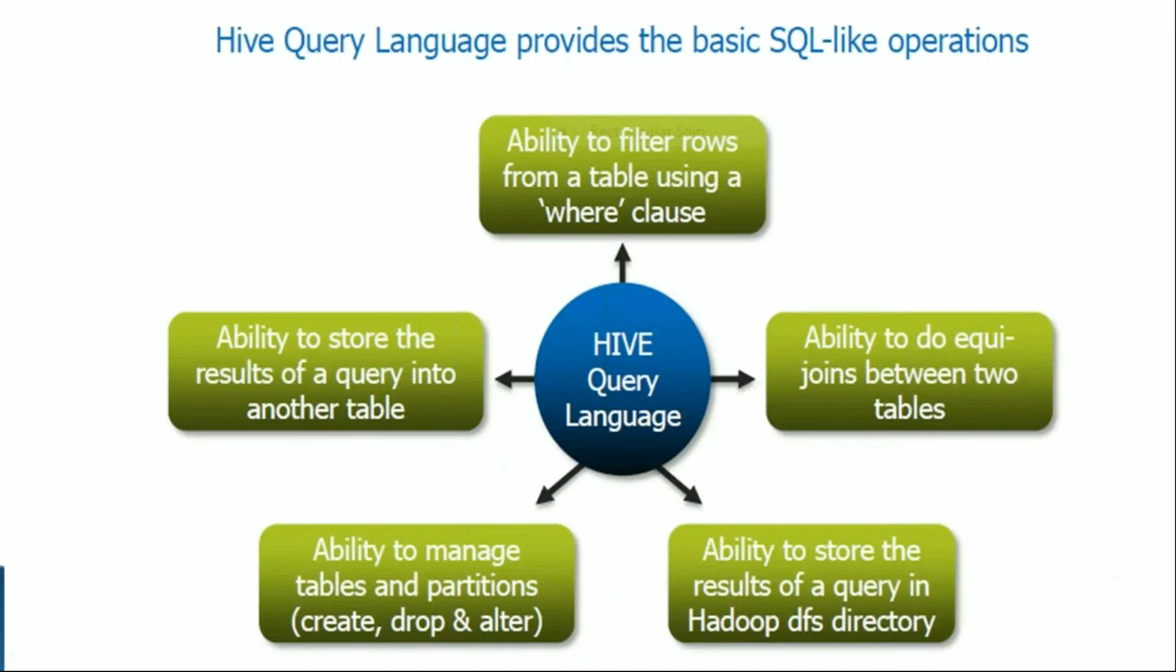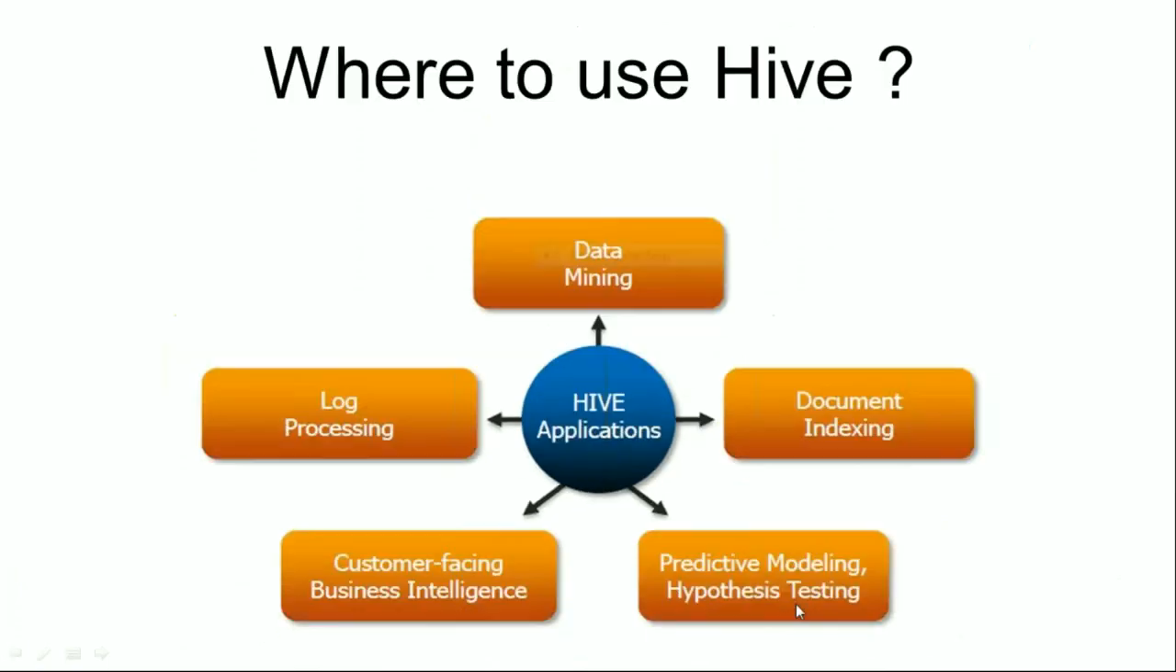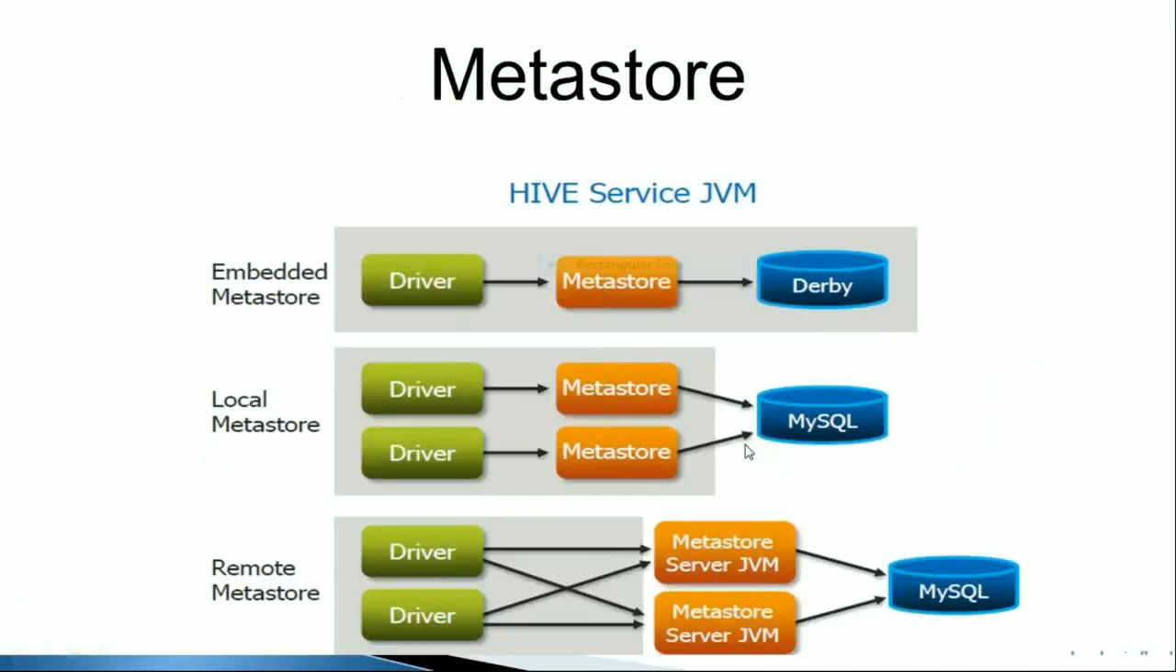Hive also provides all the facilities like SQL. You can filter a row, you can store the results of a query, you can do equi-joins, you can partition the table and join the tables. You can also query from a Hadoop file system directory. Where is it used? Hive is one of the most prevalently used ecosystem tools. You can mine the data to do some analysis. You can do log processing, BI processing, predictive modeling, and document indexing with Hive applications.